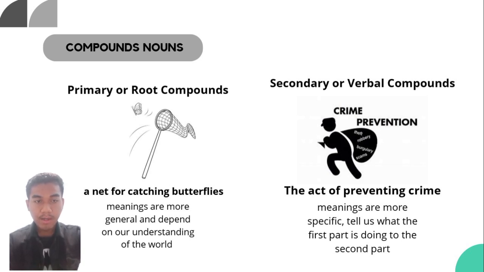Two, secondary or verbal compounds, where the second word comes from a verb. For example, one, hair restorer means something that restores hair growth. Crime prevention means the act of preventing crime. These meanings are more specific and often tell us what the first part of the compound is doing. The second part, like in crime prevention, means stopping crime.